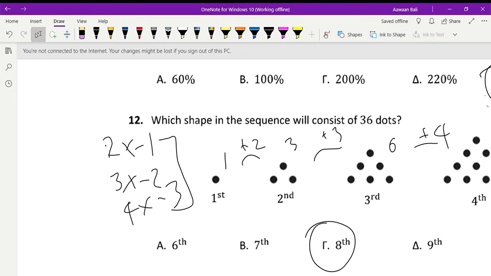4 times 2, 8, minus 3, 5. That doesn't work either. Which means that there must be a simple thing that's happening here, something that we're missing. Let's say that we started with 0. 3x plus 2. 3x plus 1. No, sorry. 2x plus 1.